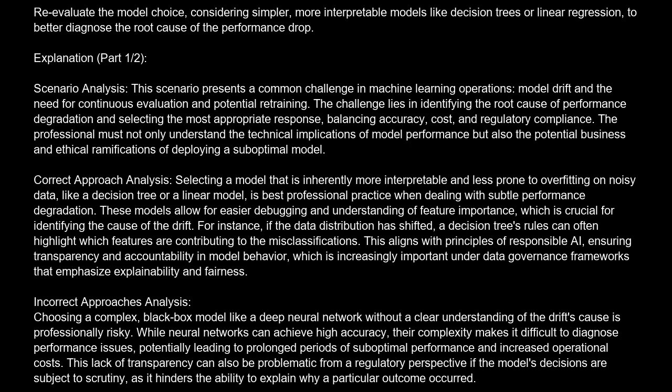Incorrect approaches analysis. Choosing a complex, black box model like a deep neural network without a clear understanding of the drift's cause is professionally risky. While neural networks can achieve high accuracy, their complexity makes it difficult to diagnose performance issues, potentially leading to prolonged periods of suboptimal performance and increased operational costs. This lack of transparency can also be problematic from a regulatory perspective if the model's decisions are subject to scrutiny, as it hinders the ability to explain why a particular outcome occurred.